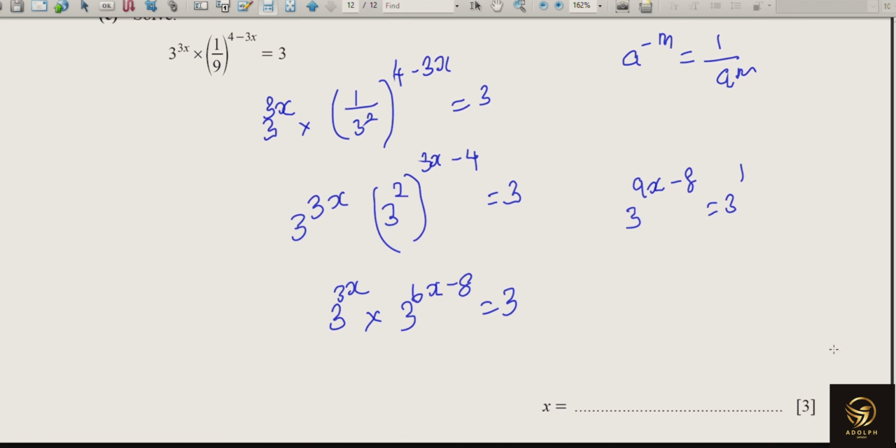3 I can write as 3 power 1. Now 9x minus 8 equals 1, because the base is the same, so the power should be the same. So this is what I'm equating: 9x minus 8 equals 1. So 9x equals 1 plus 8, which is 9. 9x equals 9 gives x equals 1. What? To get x equal to 1, we have to do this much calculation.